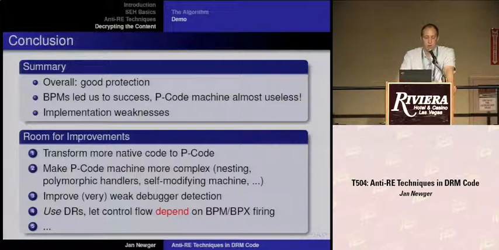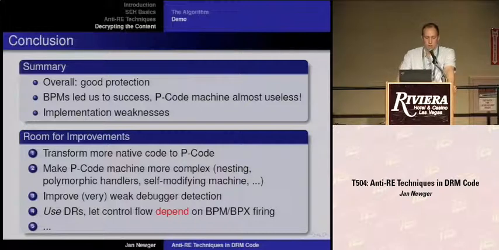You could also make the P-code machine more complex. You could do some nesting. You could have a P-code machine inside a P-code machine, and so on. Or you could also have polymorphic handlers, self-modifying machines, so the sky really is the limit. And as I said, the debugger detection is very weak and just uses some old techniques.